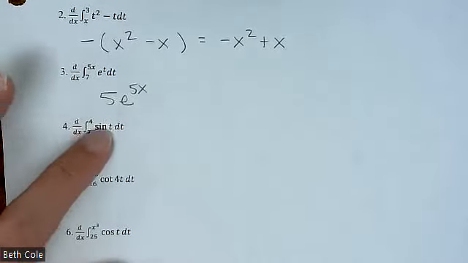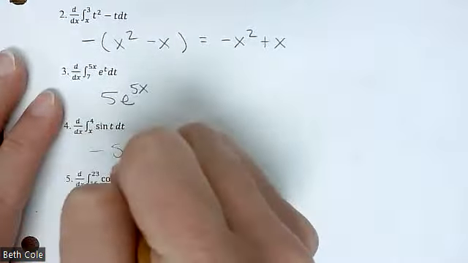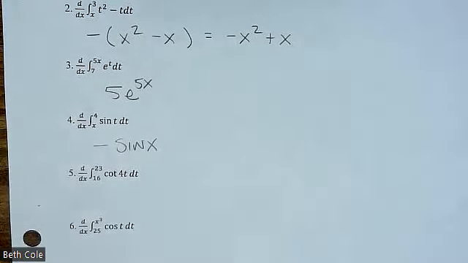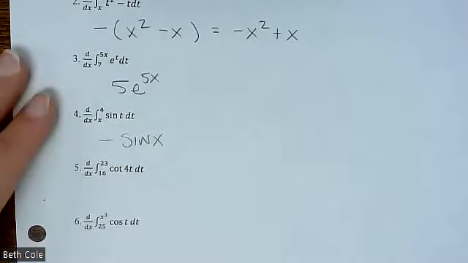All right, how about this one? Good. You just plug in x. Why is it negative? Below. It's upper boundary minus lower boundary. It's when you subtract the lower boundary. 0 minus sine of x is essentially what we did there.